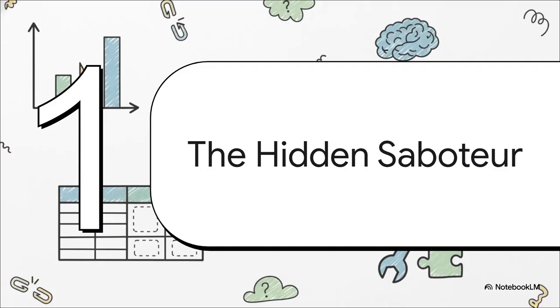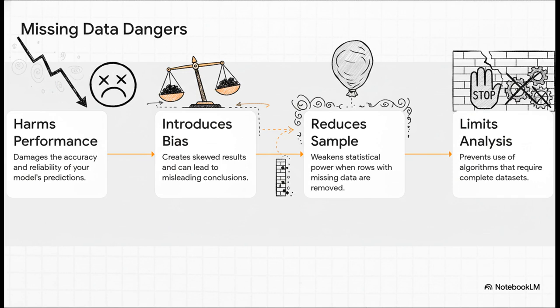Okay, first things first, we really need to understand the stakes here. Why is this such a massive deal? Because when data goes missing, it doesn't just leave a hole, it actively sabotages all of your hard work. The dangers are pretty serious, and they're all kind of connected. For starters, missing data directly hurts your model's performance, making its predictions way less accurate and reliable. Then, it can introduce this subtle but really powerful bias, which can lead your whole analysis to some seriously skewed and misleading conclusions. And if you just delete the rows with missing data, you're shrinking your sample size, which weakens your statistical power. And finally, a lot of powerful analysis tools can't run with incomplete data. They'll stop you in your tracks before you even get started.